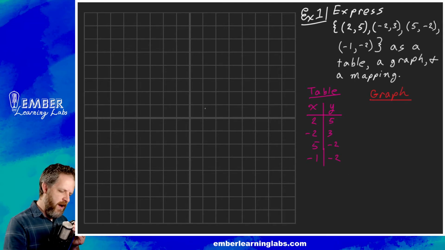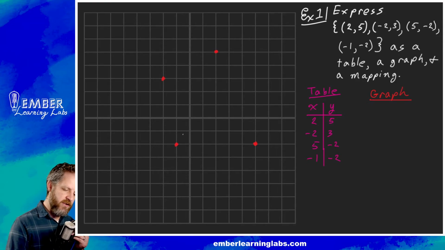So we're going to graph (2, 5). Over 2, up 5. Then (-2, 3) would be back 2, up 3. Put a dot. Blammo. (5, -2) would be over 5, and then down 2. So we put a dot. There it is. And then finally (-1, -2). Graph. Also easy peasy. And then a mapping.